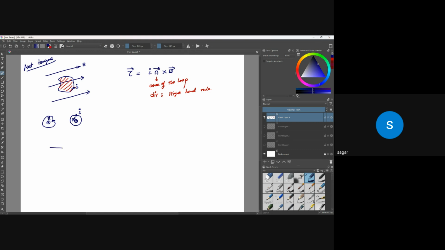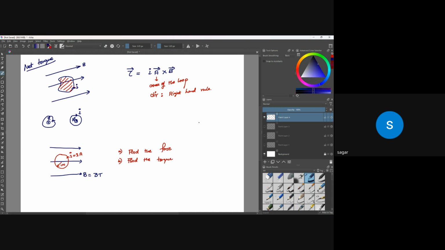A very, very simple question can be something like this. There is a magnetic field which is 3 Tesla, and there is a circular loop carrying a current of 2 ampere in the anti-clockwise direction. The radius is, let's say, 1 meter. Find the force. That is the first part. The next part is find the torque.